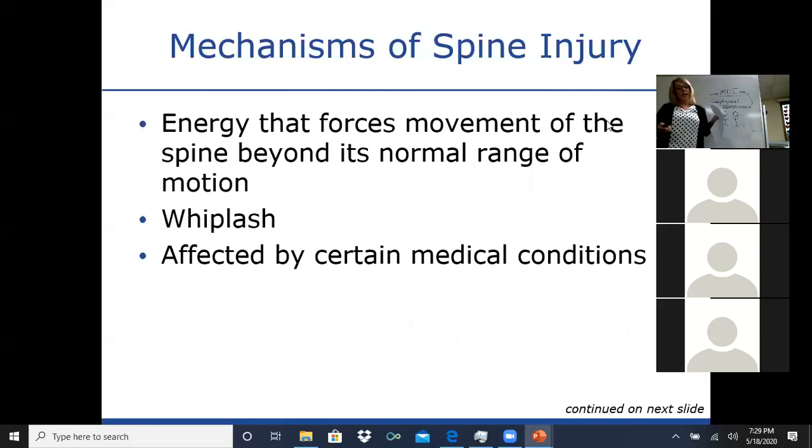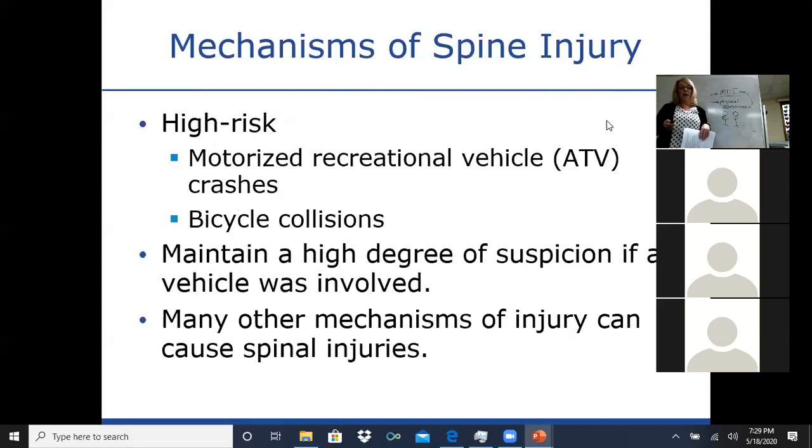So any significant mechanism, again, is energy that forces the movement of the spine beyond the normal range. If your head goes back too far or too far forward, more than its normal range, or side motion, it can stretch and put pressure onto that spinal cord. So that's definitely something we want to consider.